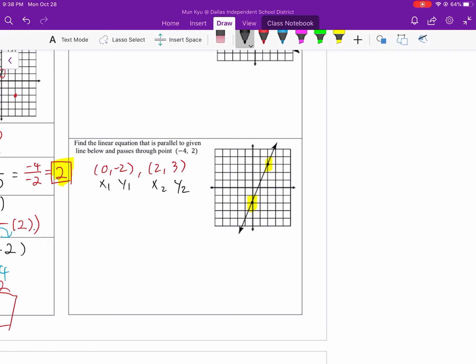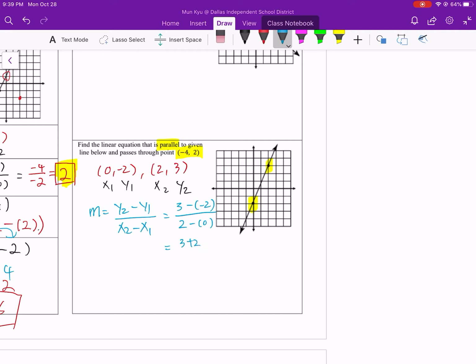In order to be parallel, because the question is asking for the parallel line that passes through this point, which is going to be our other x1 and y1 later. So the slope is equal to y2 minus y1 over x2 minus x1. y2 in this case is 3 minus -2 over 2 minus 0, which is going to be, what, 2 negatives become positive, so it's going to be 3 plus 2 over 2, which is 5 over 2.